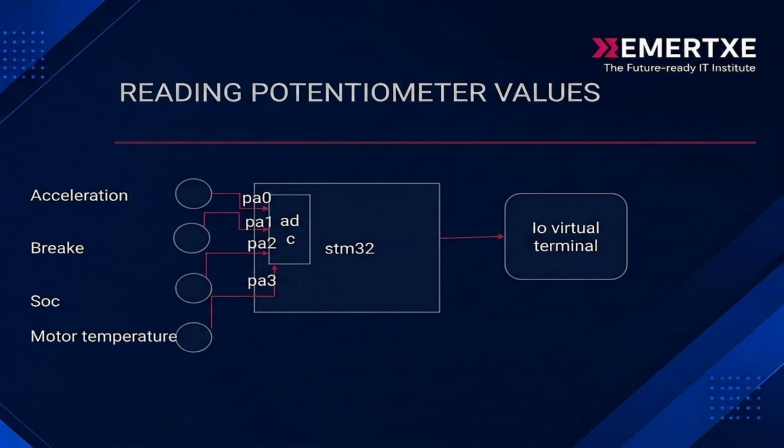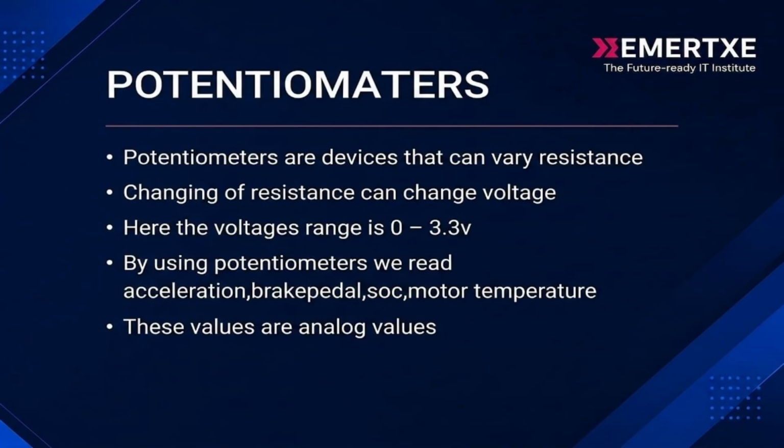Reading potentiometer values: here the STM32 Cube IDE reads the potentiometer values. The potentiometers are acceleration, brake, SOC, and motor temperature, and the values are displayed on the I/O terminals. Potentiometers are devices that can vary resistance. Changing the resistance changes the voltage of the device. Here the voltage range is 0 to 3.3 volts. By using potentiometers, we read acceleration, brake pedal, SOC, and motor temperature. These values are analog values.